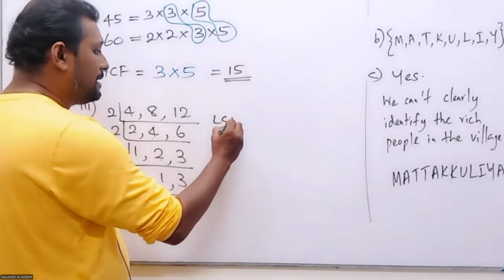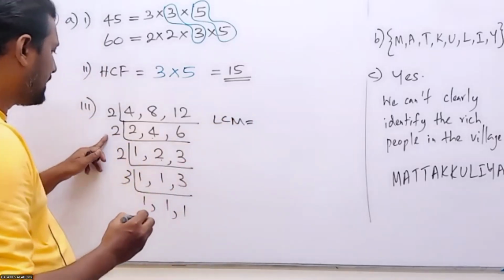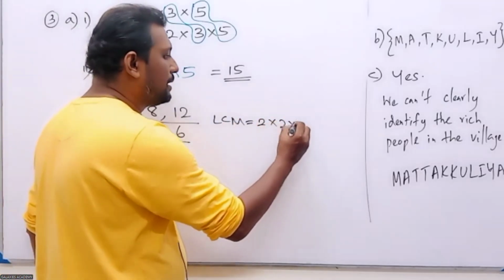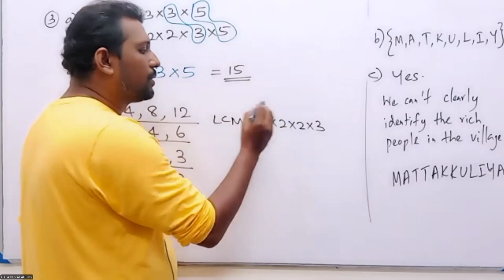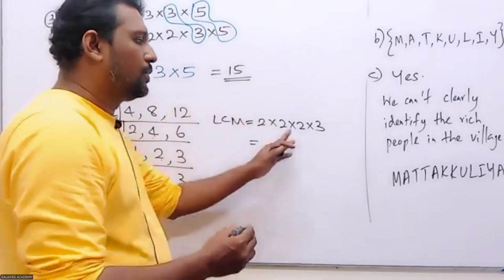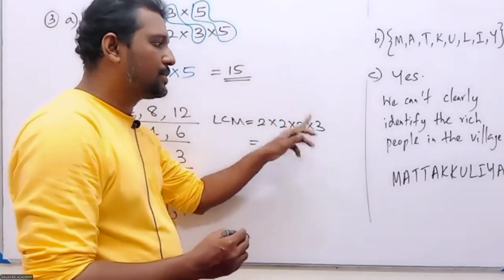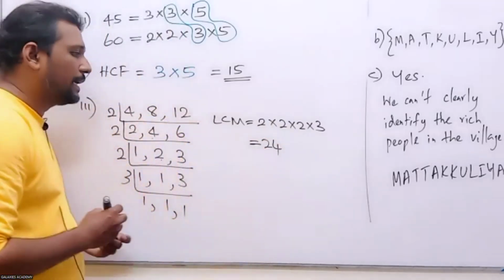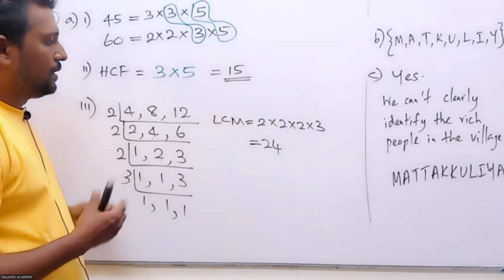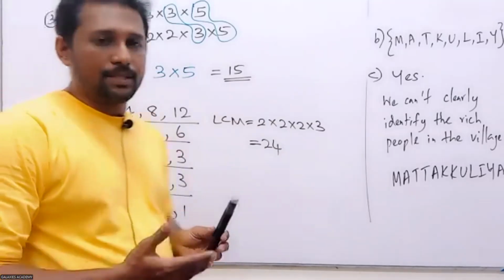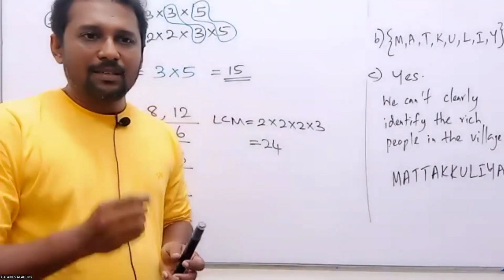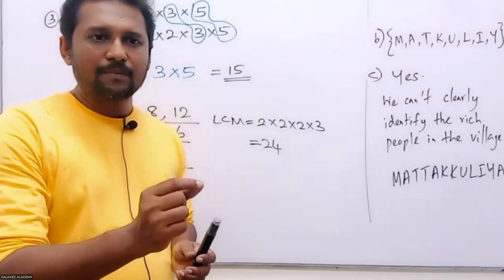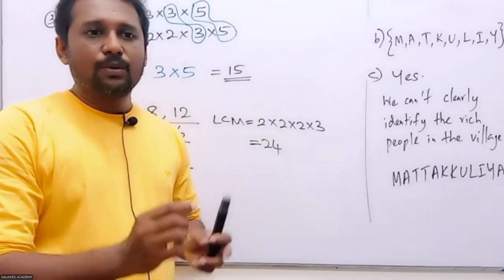So the LCM is 2 multiply 2 multiply 2 multiply 3. 2 times 2, 4. 4 times 2, 8. 8 times 3, 24. Right? So the LCM is 24 minutes. That means every 24 minutes, these three clock bells ring together.